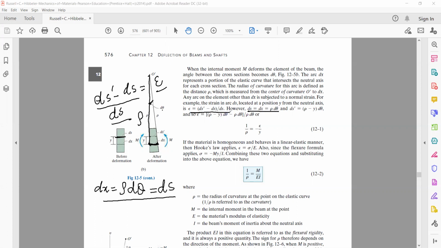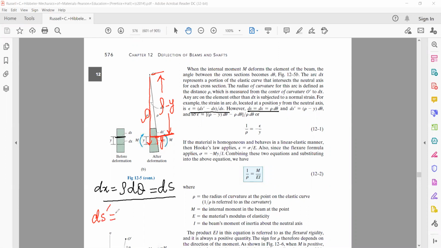Now we can also write, as far as this dimension is concerned, this total dimension is equal to rho. From here to here the length is equal to y. Therefore this dimension from here to here will be equal to rho minus y. Therefore, how much will be the length of this arc, which we are writing as ds prime? Ds prime will be equal to r d theta, that is, rho minus y into d theta.